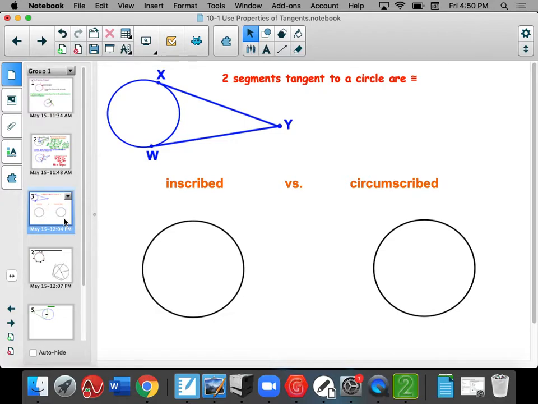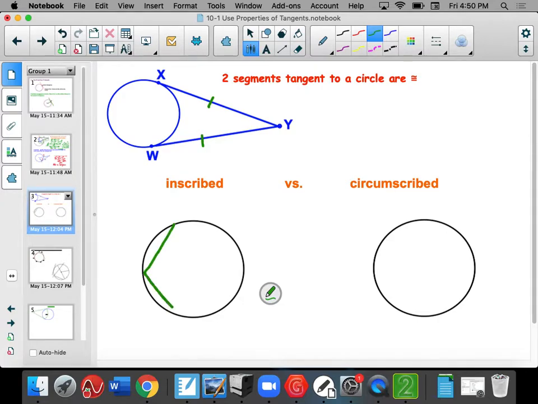One of the other concepts about tangent lines is that if we have two segments and they're both tangent to the same circle, that means that those tangent lines are congruent to one another. So in other words, these two lengths are going to be equal. We have 2 more vocab words down here. So we've got an inscribed polygon. It sounds like inside, and that's exactly what it means. It's a polygon that's on the inside of a circle.